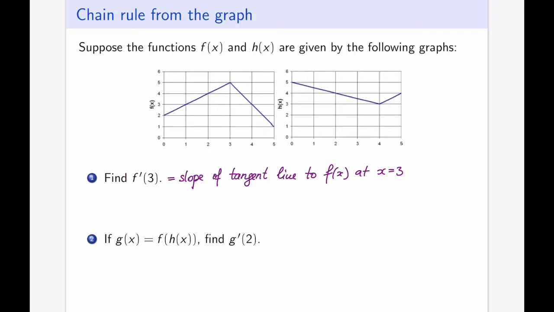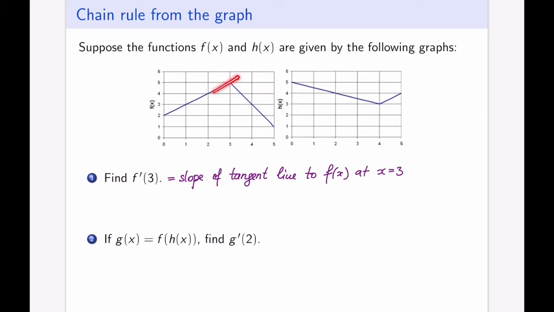So now let's take a look at our graph. This is x equals 3. So this is the point of interest. What is the slope of the tangent line at this point? Well, this is the corner point. And if we try to construct a tangent line, we won't be able to do so because it's not going to exist at this point.